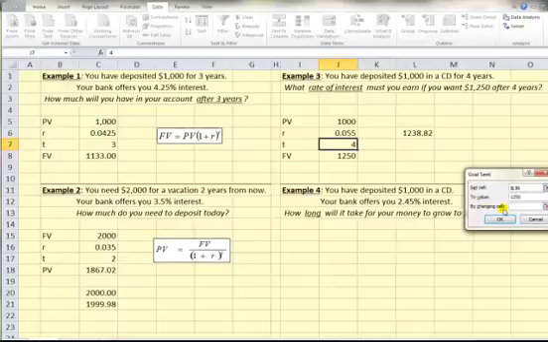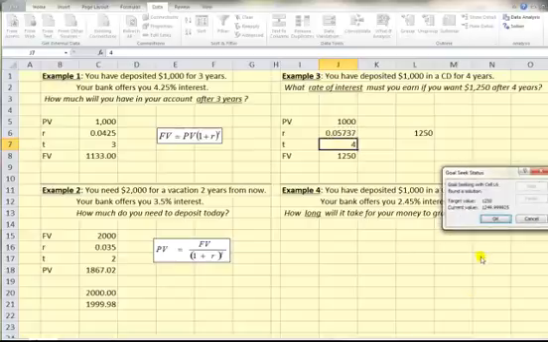Excel asks me, what cell would you like me to change in order to achieve that? I tell Excel, please change the rate of interest. And we say OK. And Excel says you need 5.74% approximately, rounding it off to 2 decimal places. Target value is 1250. Excel shows you it was able to get this close, 1249.9999925. This will do for us. So we'll say OK.